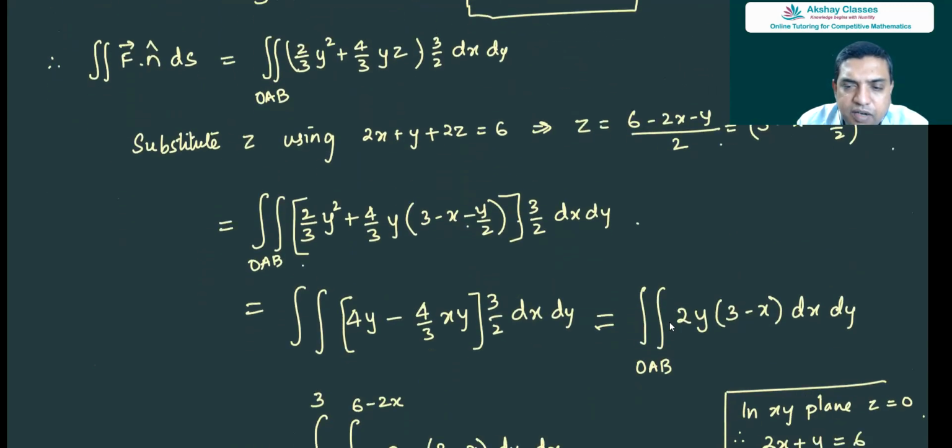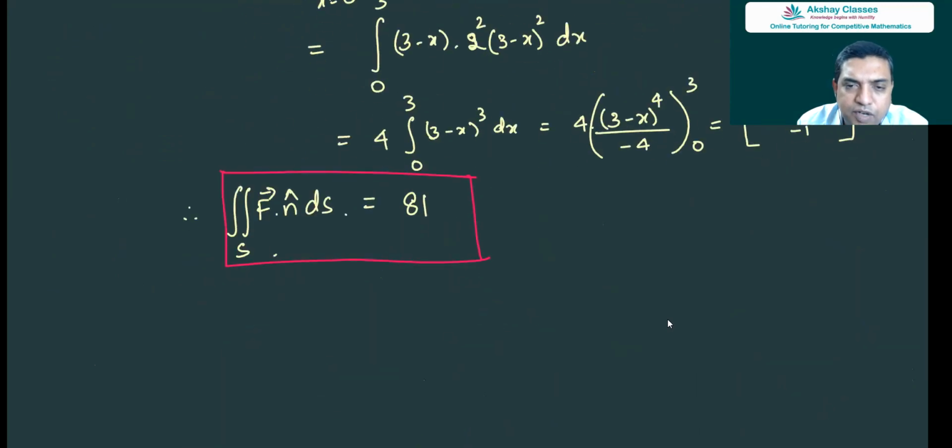Then it converted to a double integral, a function of several variables. Then we substituted the limits and carried out the integral. So for the surface integral, we need to be a little thoughtful. Now let us look at the second question on surface integral.